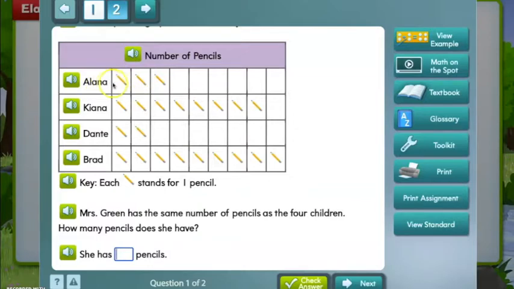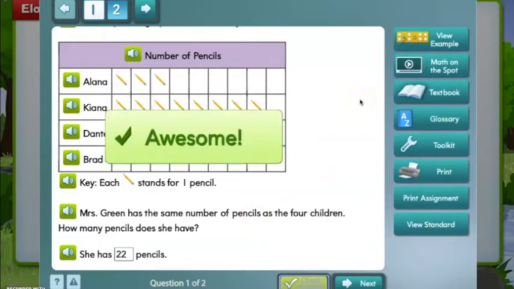So Alana has 1, 2, 3, and then Kiana has 4, 5, 6, 7, 8, 9, 10, 11. Dante adds 2, which makes 12 and 13. And then Brad adds some more, so 14, 15, 16, 17, 18, 19, 20, 21, 22. So all together, she has 22 pencils. Awesome!